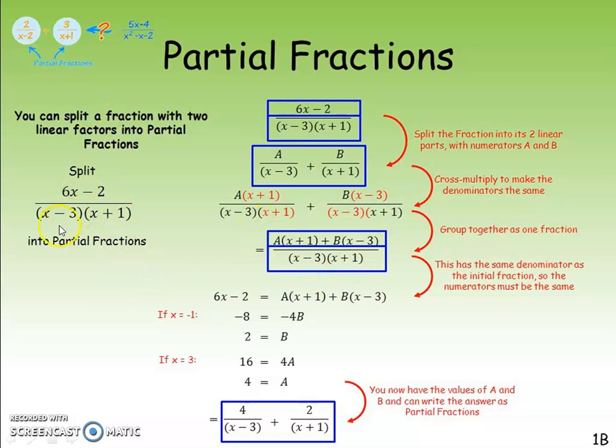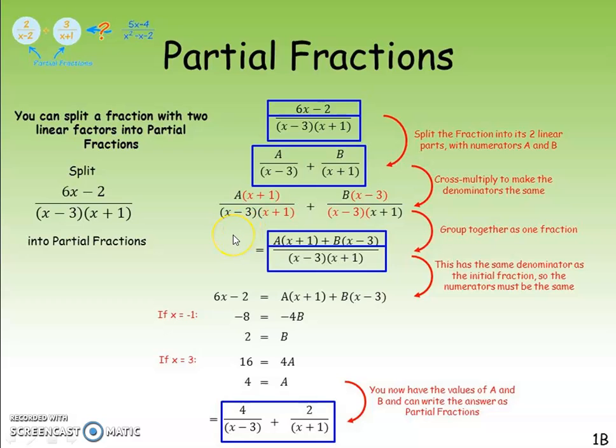Now 6x minus 2 upon x minus 3 and x plus 1 remains the same. That means these have the same denominator as the initial fraction, so the numerators must be the same. So we cancel the denominators. 6x minus 2 remains on the left hand side, and on the right hand side, capital A in bracket x plus 1 plus capital B in bracket x minus 3.